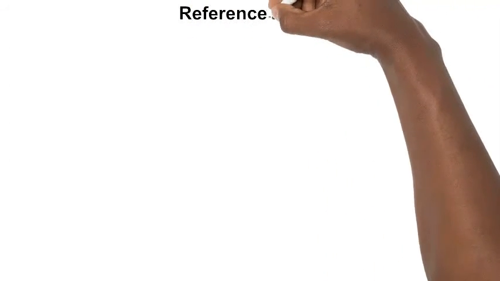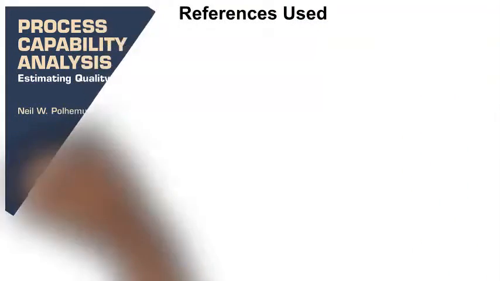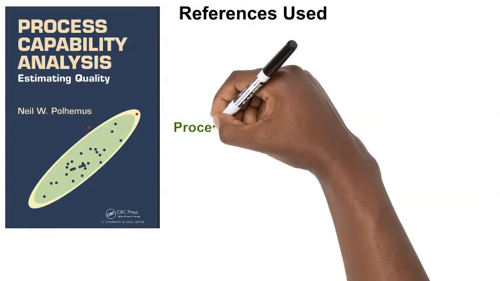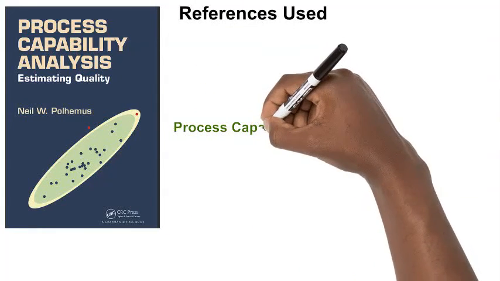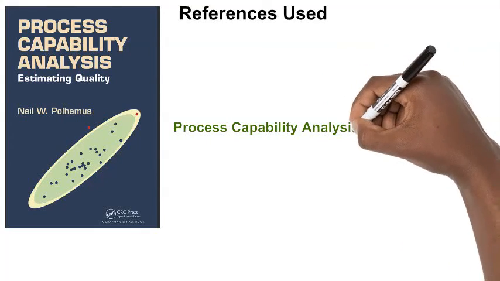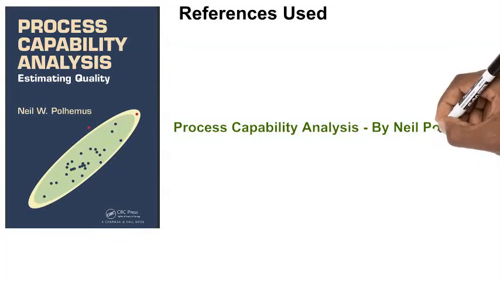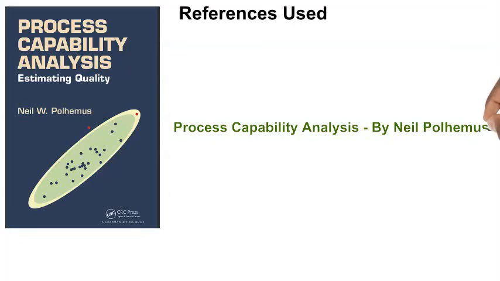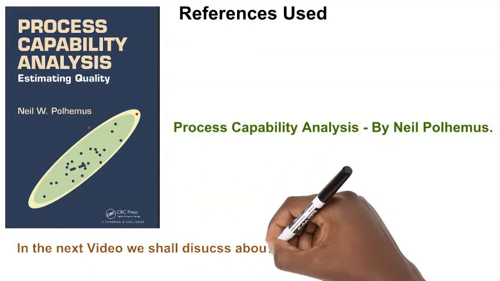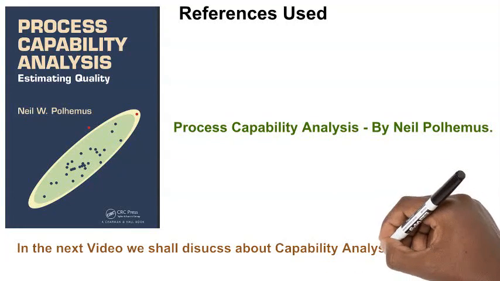So friends, we have come to the end of this video. I have used the book Process Capability Analysis by Neil Polhemus as a reference for this video. In the next video, we will discuss capability analysis for the proportion of non-conforming items.